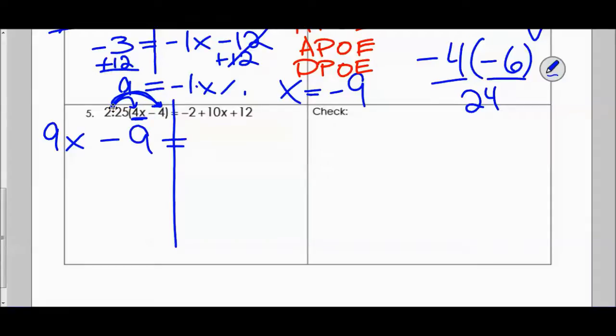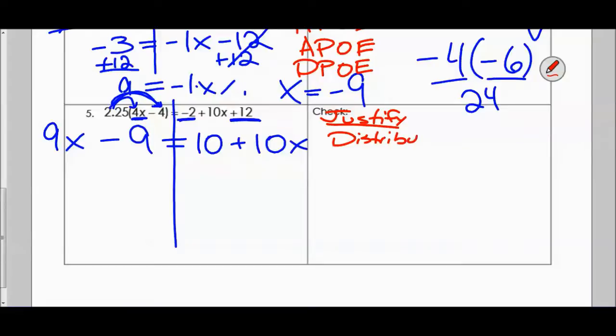On the right side, I'm going to combine like terms. I see that I have a negative 2 without an x and a plus 12 without an x, so I can combine those. Negative 2 plus 12 is 10. Plus 10x. So in my steps, I'm going to write that I distributed, and then I combine my terms. Really, I did that in the same step.